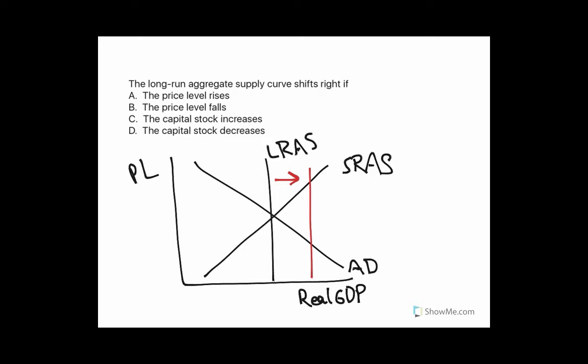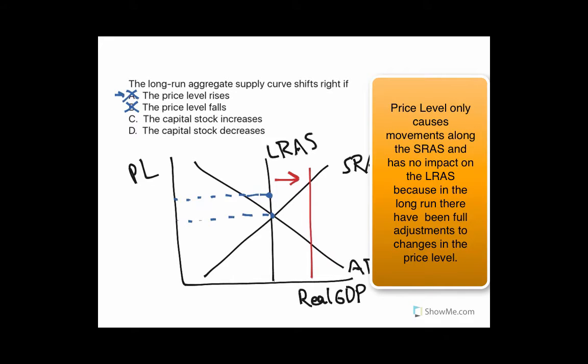I mean, let's say, like choice A, let's say price level rises. Price level is just on the y-axis, so if price level rises, I mean, it doesn't move this curve. In fact, in the long run value of real GDP doesn't even change because this line is vertical. So both these choices, A and B, the price level has no effect on long-run aggregate supply. So it has to be something with capital stock.